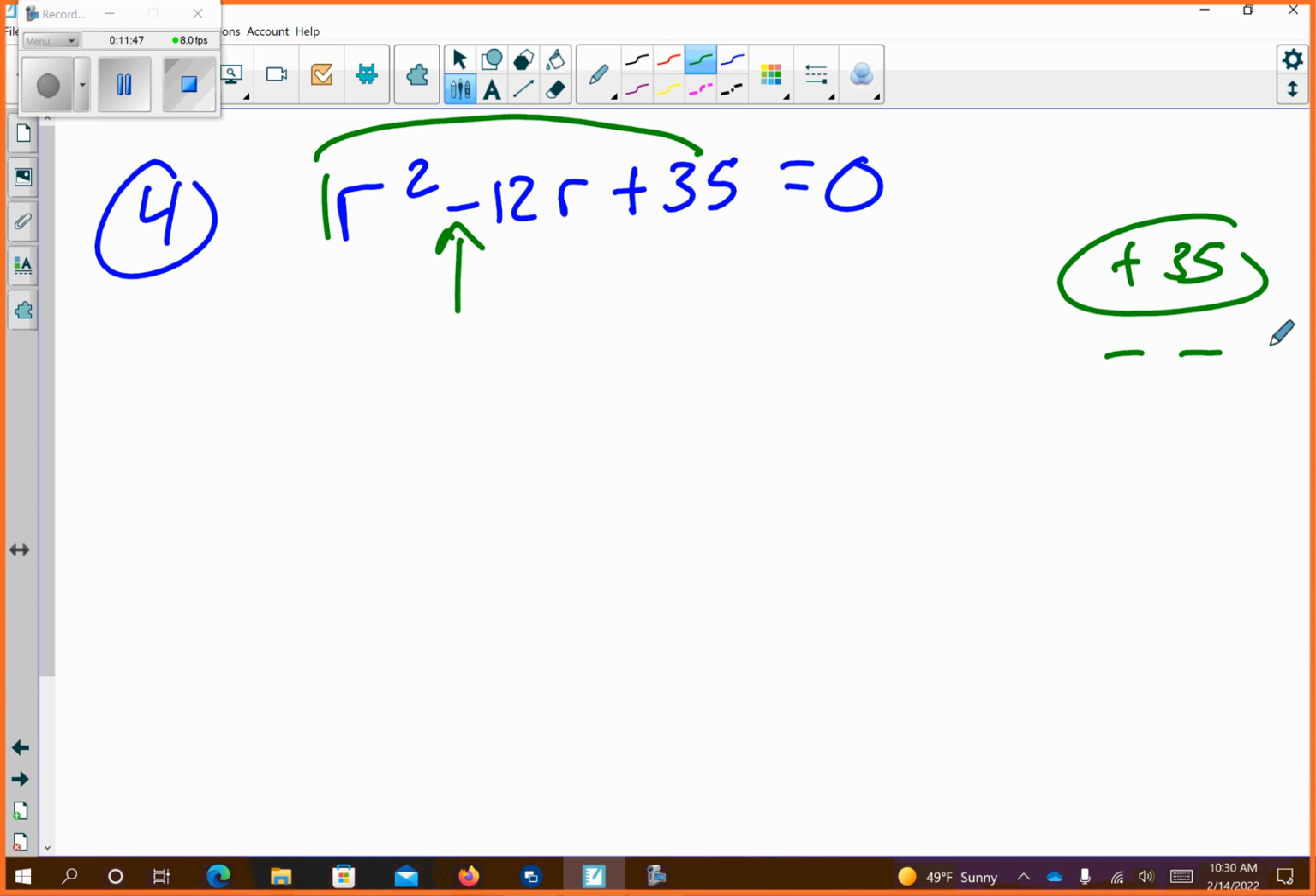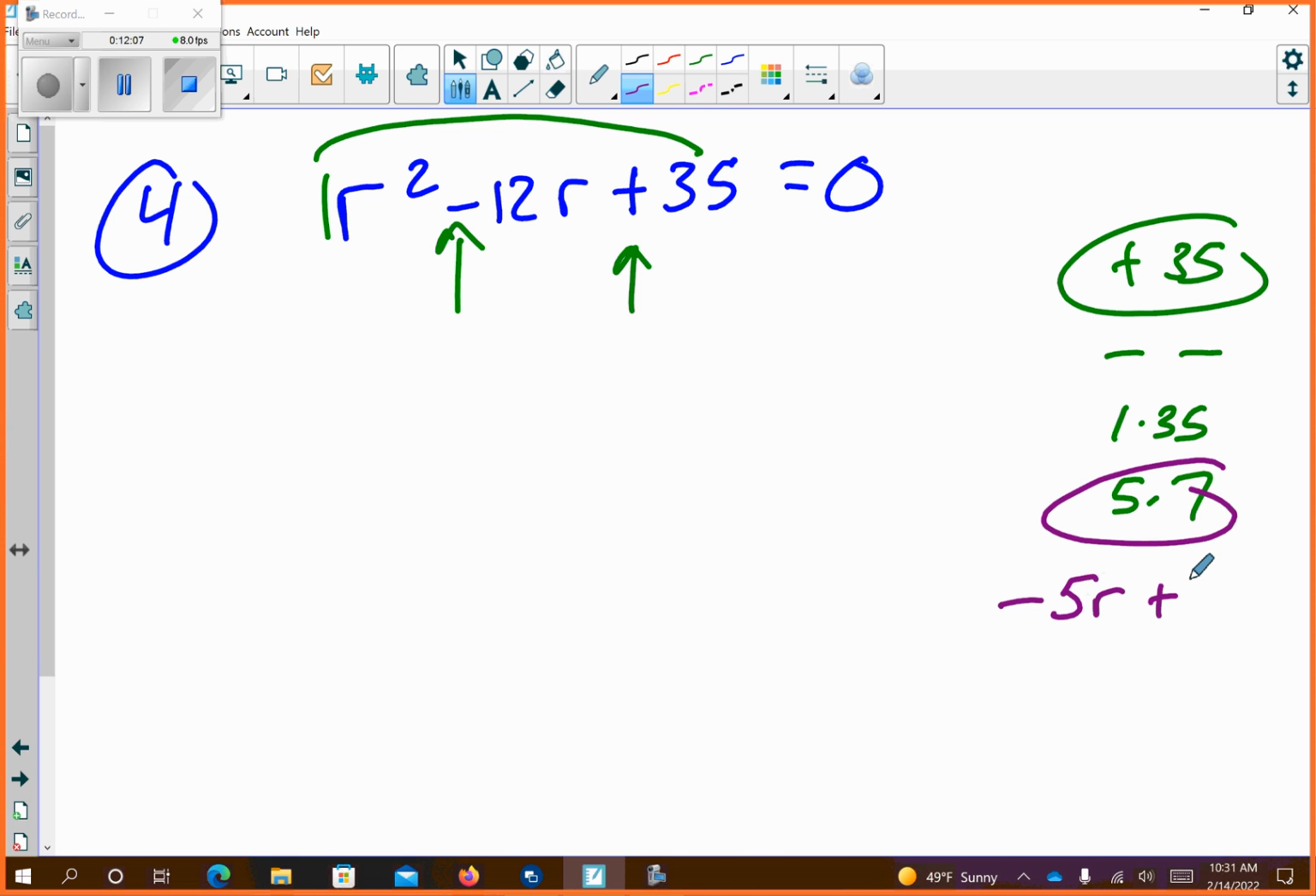They're both negative, because negative times negative is positive. That gives me that. Negative plus negative gives me that. So I know that 35 is 1 and 35, and 5 and 7. Which of those, both being negative, would add up to negative 12? 5 and 7. So negative 5r and negative 7r.